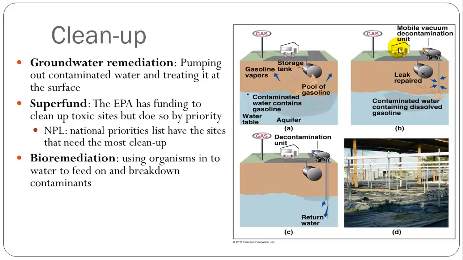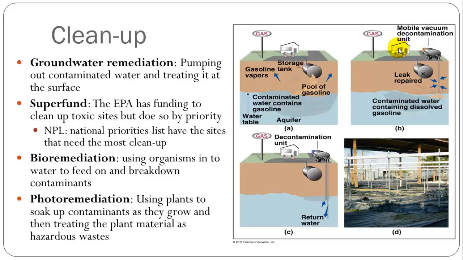Another thing you can do is use bioremediation. Even bacteria have been used to help clean up oil spills, or maybe help break down other toxic chemicals. Remediation also uses plants to soak up contaminants as they grow, and then the plant material is treated as hazardous waste. So there are a lot of different creative ways to deal with these, take them out of the environment, and dispose of them properly.